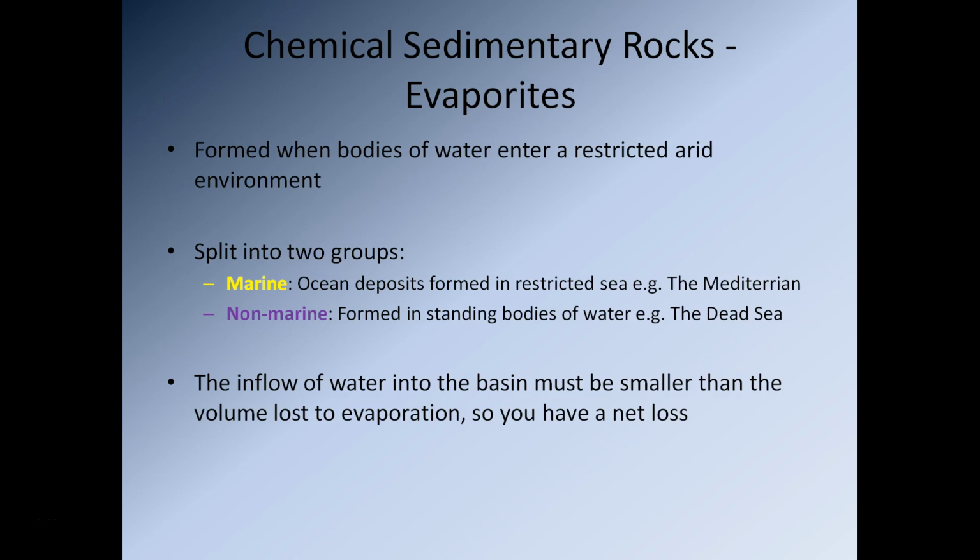Evaporites are split into two groups depending on the type of water that is doing the evaporating. Marine evaporites form from salt water, seawater. A good example of that would be the Mediterranean. Non-marine evaporites form from standing bodies of fresh water. An example would be the Dead Sea, for instance. As I said, the inflow of water into the lake or the small sea must be smaller than the volume lost to evaporation, so essentially we end up with a net loss.